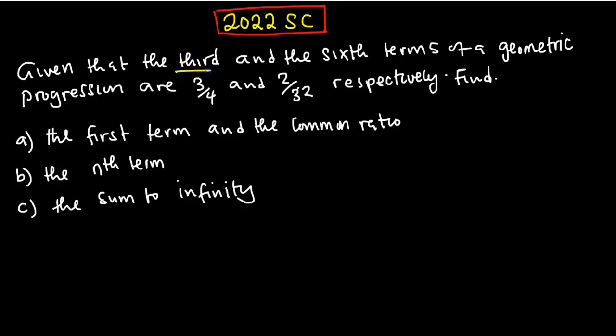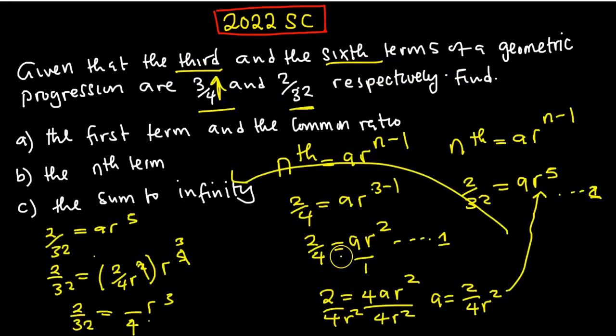So here what are we given? The third term and the sixth term. Like I said, when you have respectively, it means the one that is mentioned first, the first number, is the first. For the first, originally it was 2 to the power, but now this one is 3, please. This one is 3.